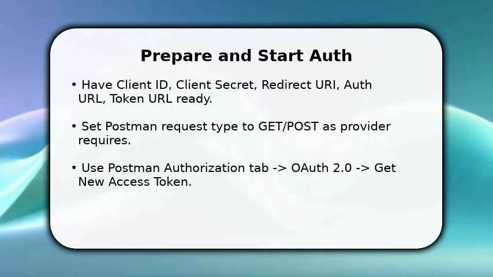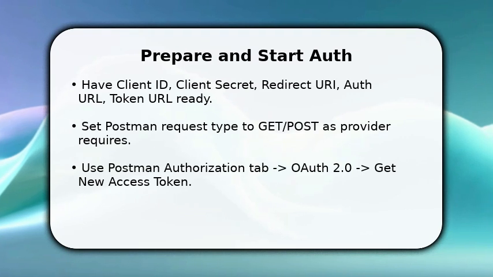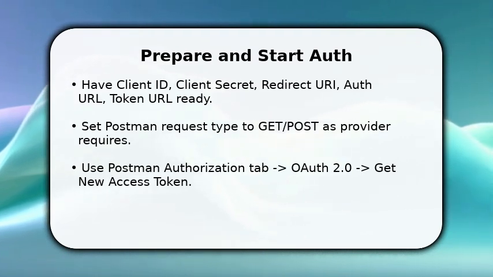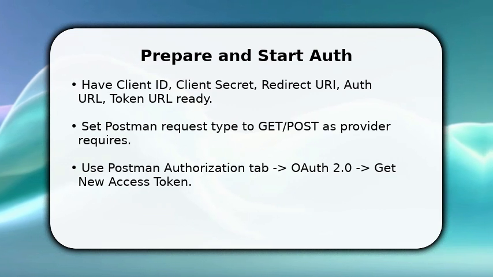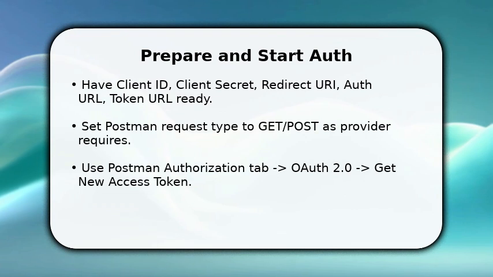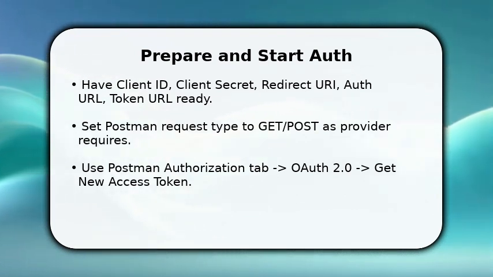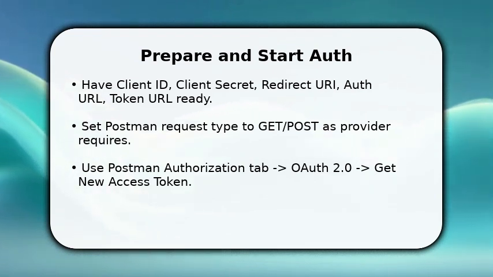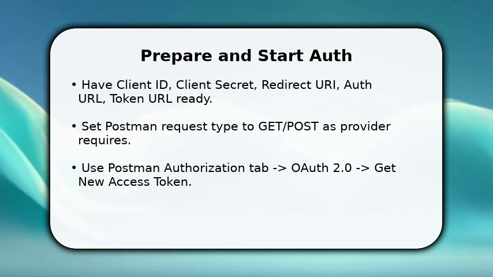You begin by collecting the essentials: client ID, client secret, redirect URI, authorization, and token endpoints. Once done, open Postman and choose a request. Set authorization to OAuth 2.0. Enter the client credentials and the redirect URI exactly as registered because mismatches cause failures. Then click Get New Access Token to start the flow.